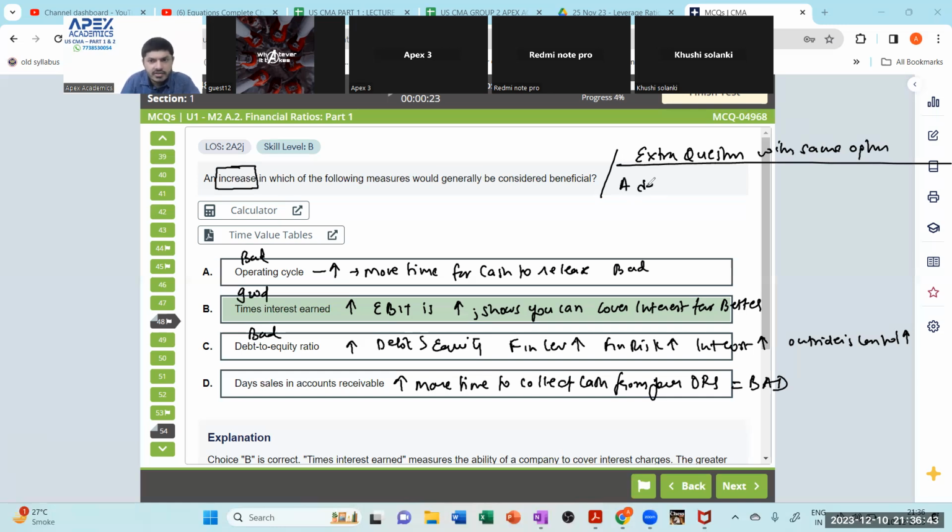A decrease in which of the following measures will be adverse? What is your answer? Your answer continues to be B. The answer is also the same. I just played along with the interpretation of the ratio.